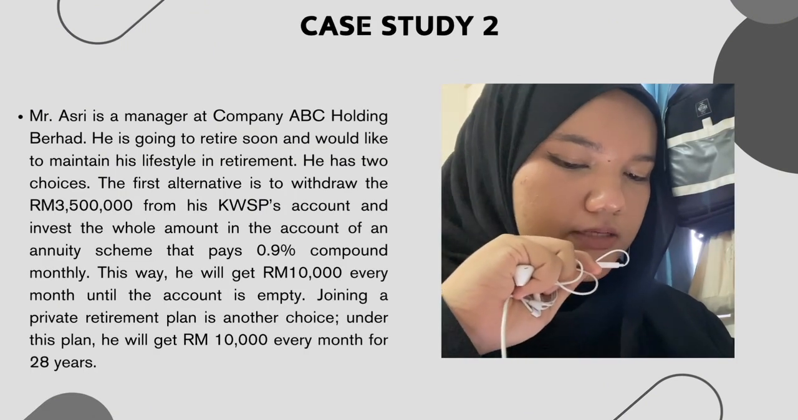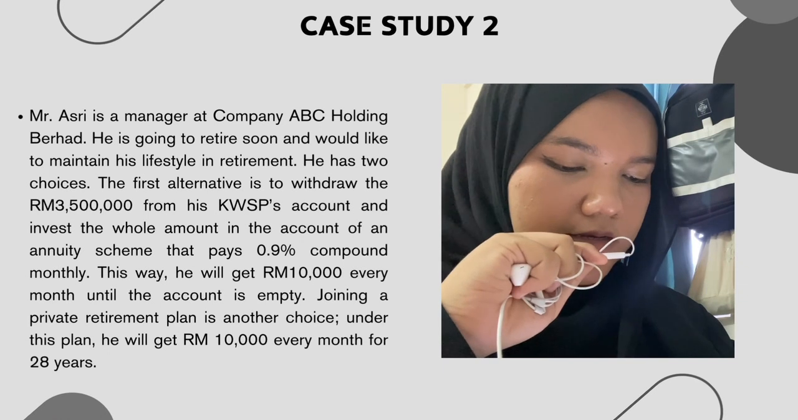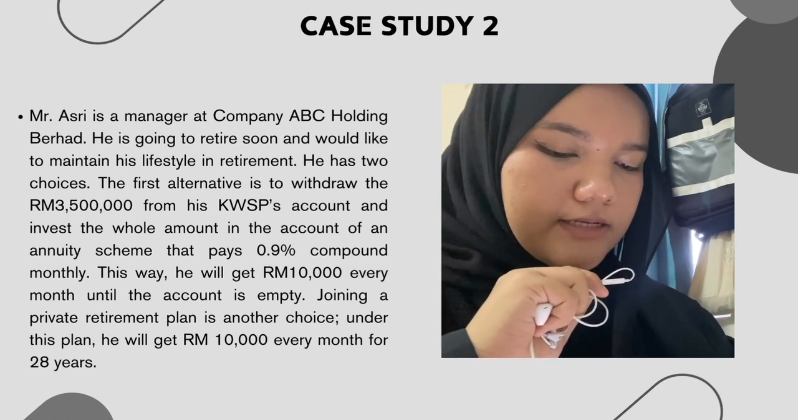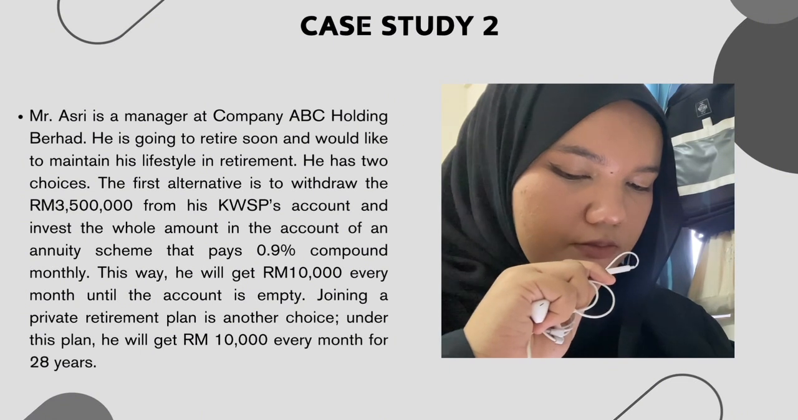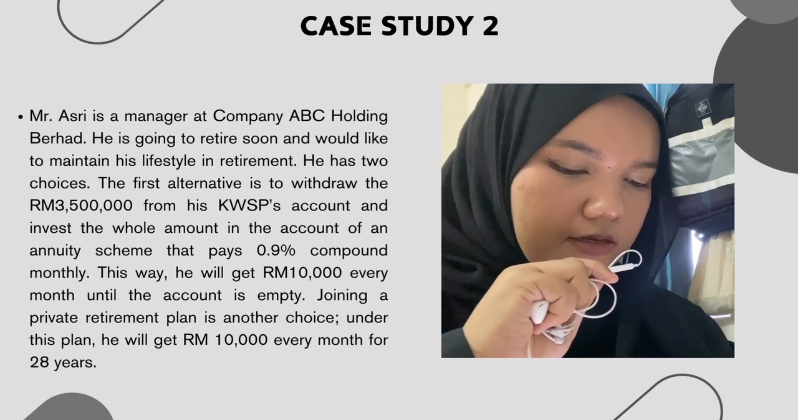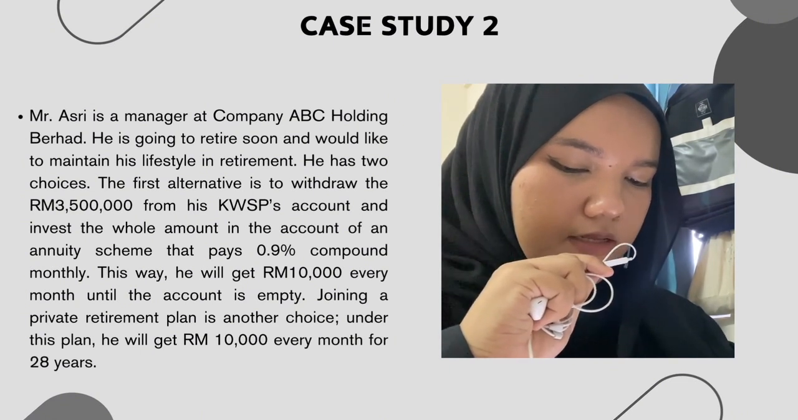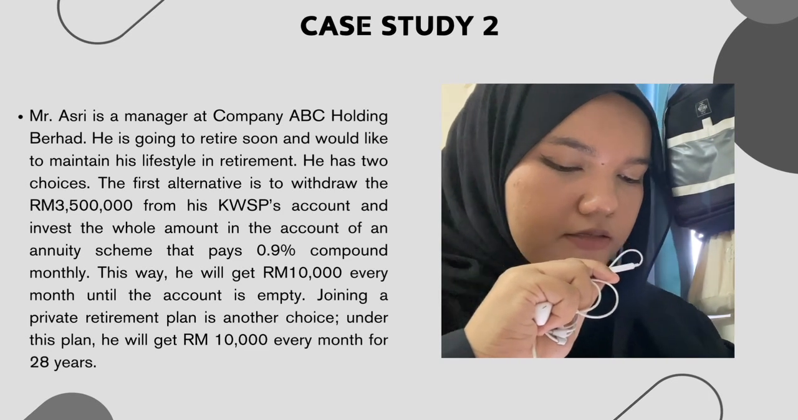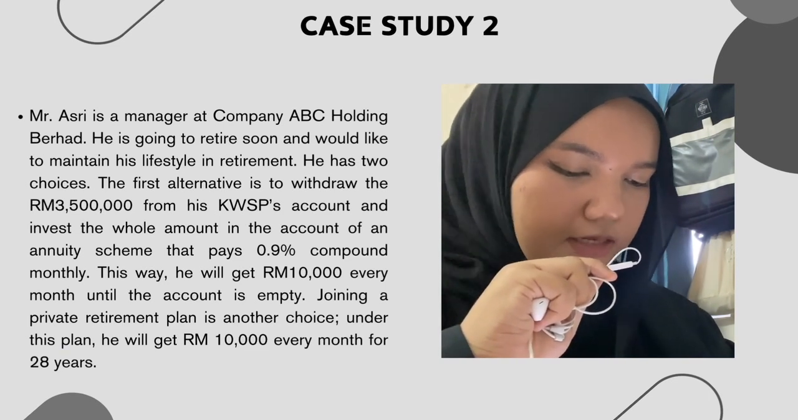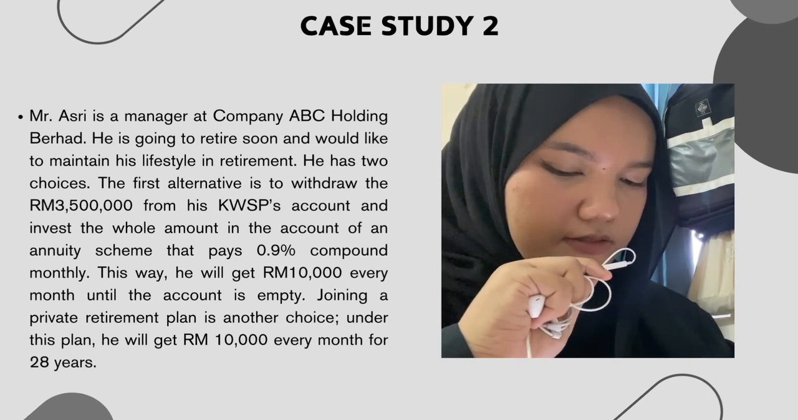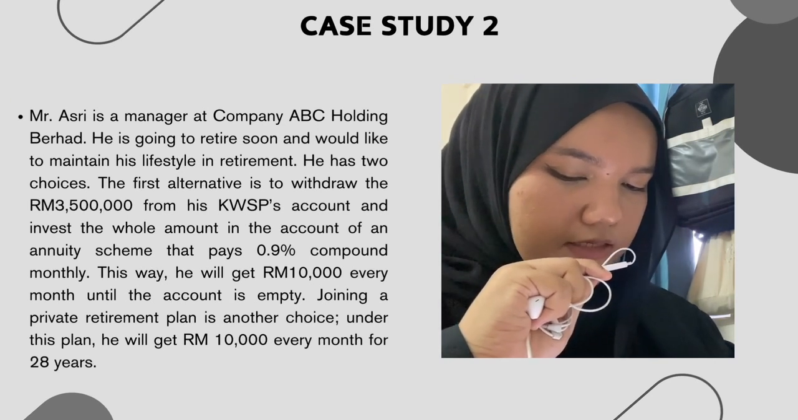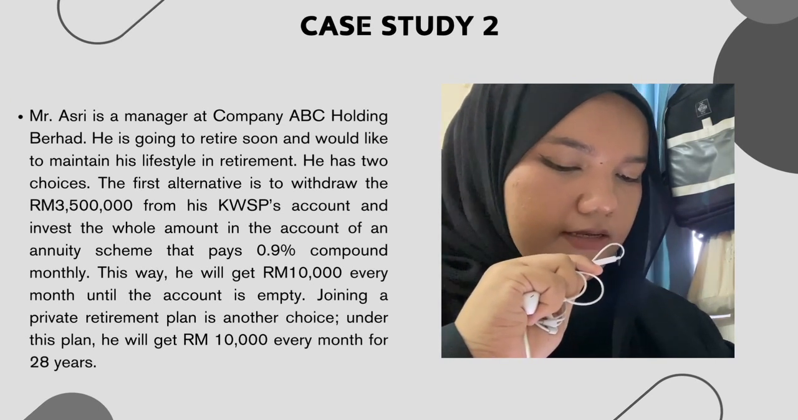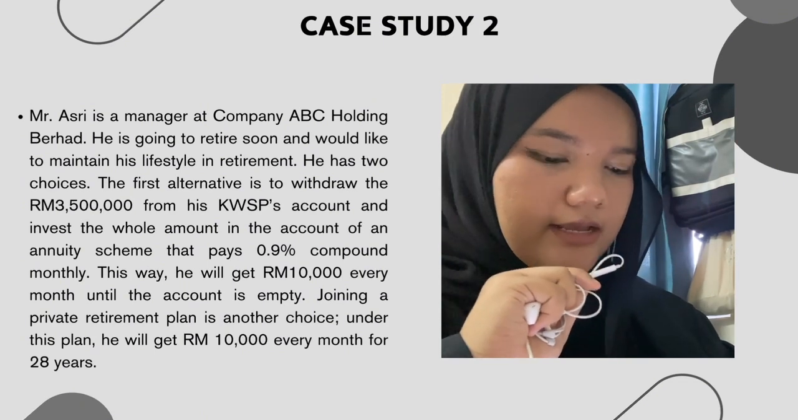The question is about Mr. Asri, who is a manager at a company, ABC Holding Berhad. He is going to retire soon and would like to maintain his lifestyle in retirement. He has 2 choices. The first alternative is to withdraw the 3.5 million from his KWSP's account and invest the whole amount in the account of an annuity scheme that pays 0.9% compound monthly. This way, he will get 10,000 ringgit every month until the account is empty. Joining a private retirement plan is another choice. Under this plan, he will get 10,000 ringgit every month for 28 years.